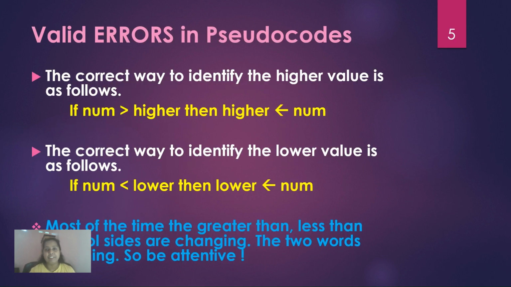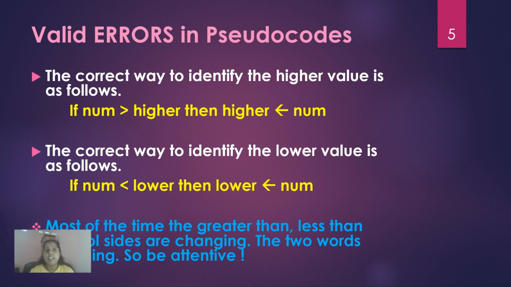Let's continue our discussion. Valid errors in pseudocodes. If you go through the O-level papers especially, finding the highest value and lowest value are very popular questions. Other than that, in A-level and some other syllabuses also, we can see counting, totaling, finding the highest value and lowest value in the questions. There are correct ways to write it and incorrect ways also. You should understand the difference, then you can identify the errors accurately.